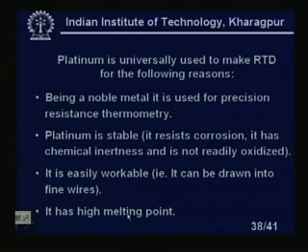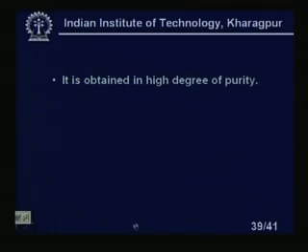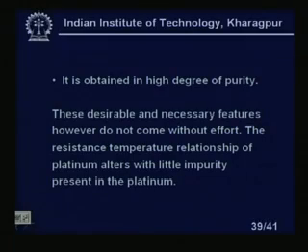It has a high melting point, which is quite high. It is obtained in a high degree of purity. This is another advantage of platinum. Impure platinum you will hardly get, so you will always get pure platinum, because if impurity comes, obviously the inertness and stability will go away. If it is available in pure form, it will retain all its original properties, which is quite obvious. Now, these desirable and necessary features, however, do not come without effort. The resistance temperature relationship of platinum alters with the little impurity present in the platinum. This is another disadvantage, that means if a little impurity is there, everything will be altered.